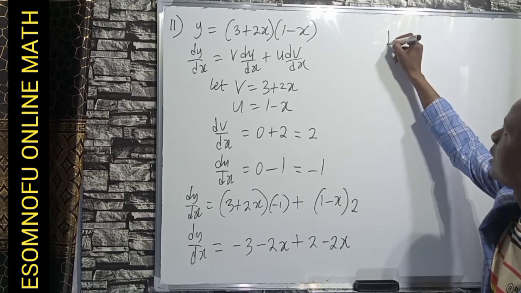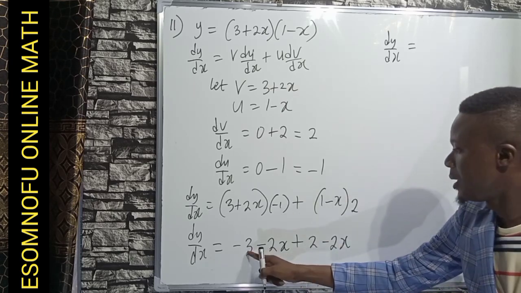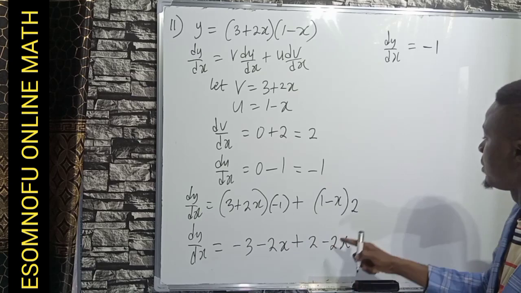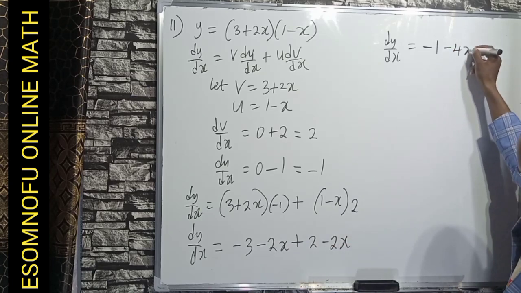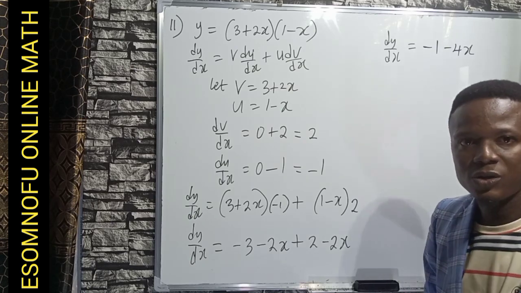Simplifying further here, you see that dy/dx will now be minus 3 plus 2 gives us minus 1, and minus 2x minus 2x will give us minus 4x. And this is the solution to this number 11 problem. So let us take number 12.